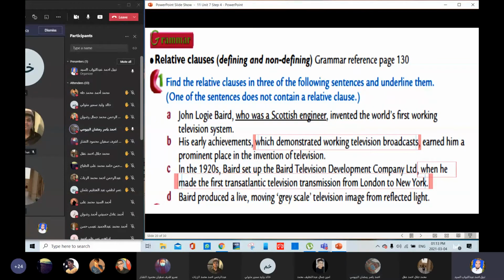Excellent. Thank you. Here, the last one, letter D. Do you have a relative clause? Baird produced a live moving grayscale television image from reflected light. Do you have who, which, or that? No, we don't. So the right answer: one of the sentences doesn't contain a relative clause. Which one? D. Okay, D.